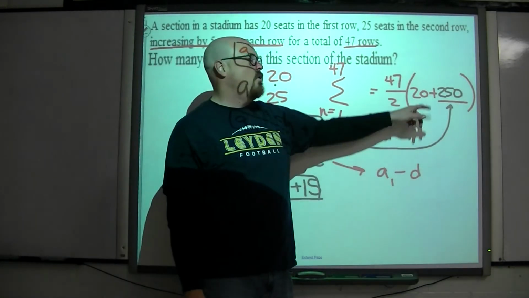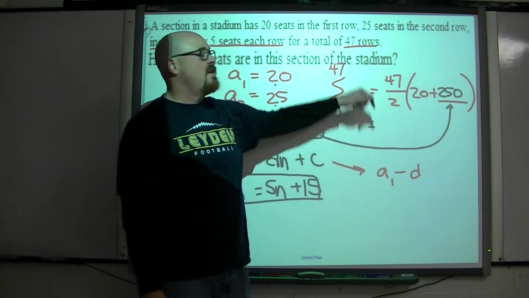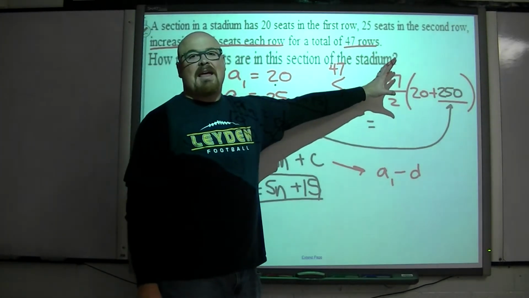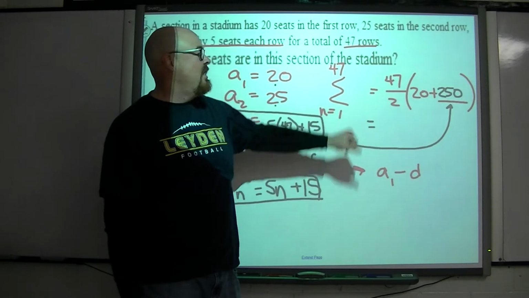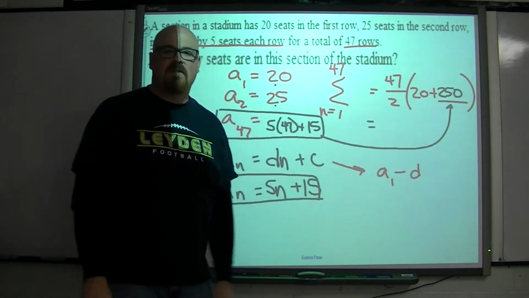I know the first term is 20. I know there are 47 terms in the series because there are 47 rows that I'm trying to add together. Calculate this. I can't do that in my head, but you guys can. You have calculators to figure that out. Whatever 23.5 times 270 is.